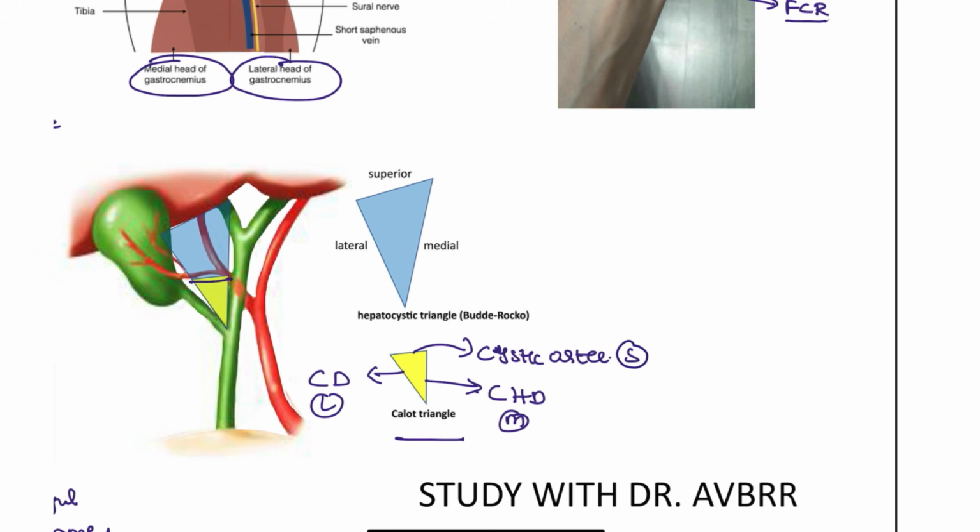Next, the hepatocystic triangle. On the superior, what do you have? Superiorly you have the liver border, right? Next, medially, the common hepatic duct. Laterally, the cystic duct.